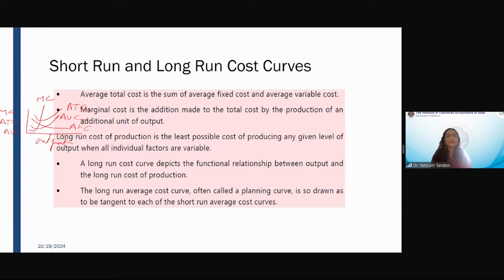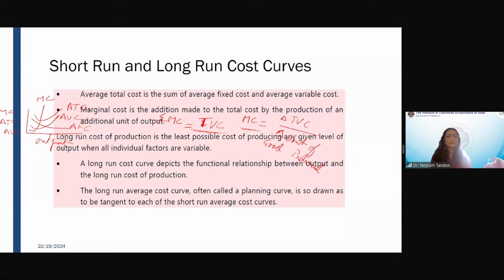Okay. So marginal cost curve, marginal cost is the addition to the total cost. The sum of marginal cost is total variable cost, or marginal cost is change in total variable cost with additional unit of good produced. That's marginal cost. Long run cost curve.